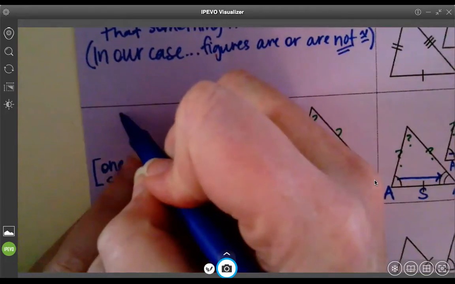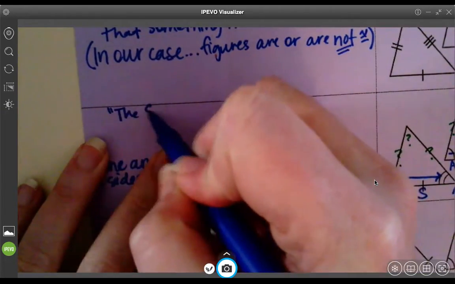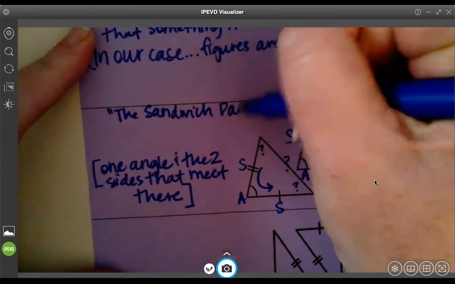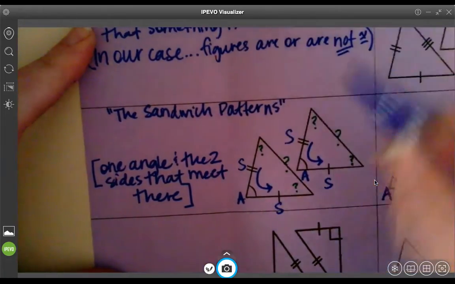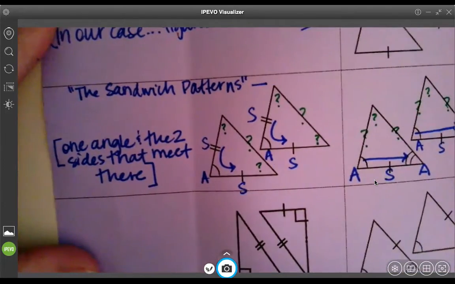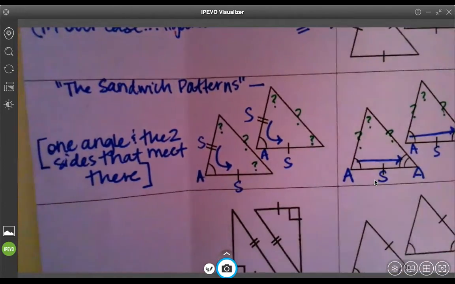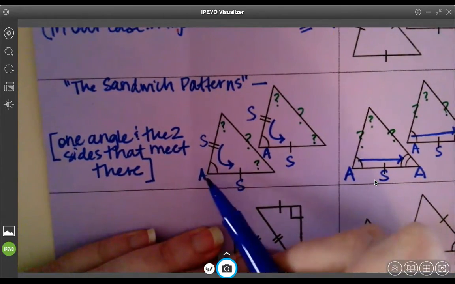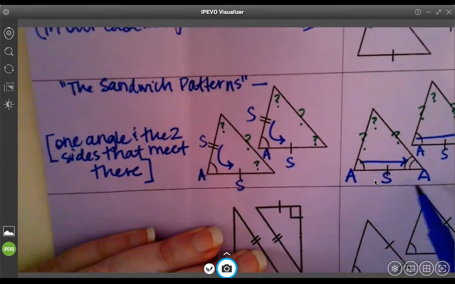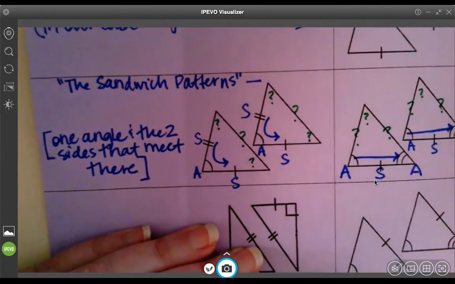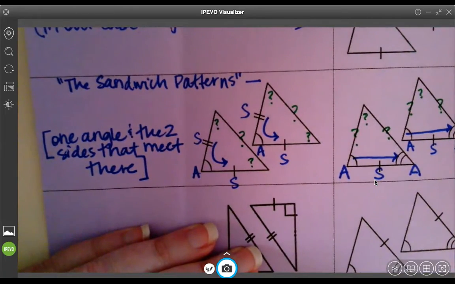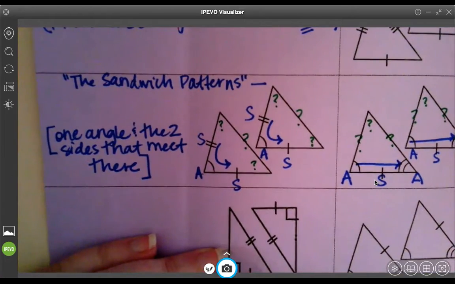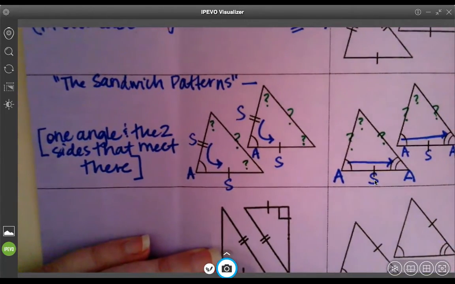I call these the sandwich patterns. And it's both of these, right? SAS, ASA. The letters make a sandwich. So on this side, your S's, that's your bread, and the A is in the middle. Over here, your A's are on the outside, that's your bread, the S is in the middle. When you make a sandwich, let's think about a turkey sandwich. You have a piece of bread. At the very least, you have to put a slice of turkey on there. So we're just going to go with the most basic sandwich you can make, bread, turkey, bread.